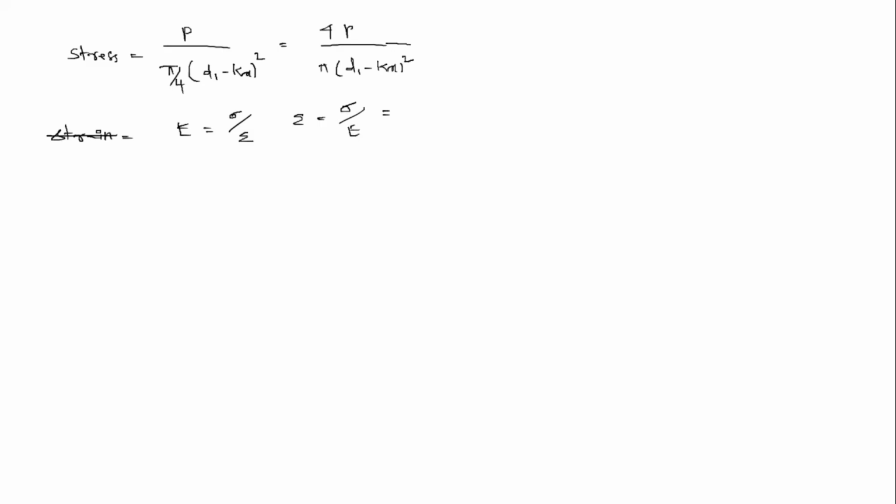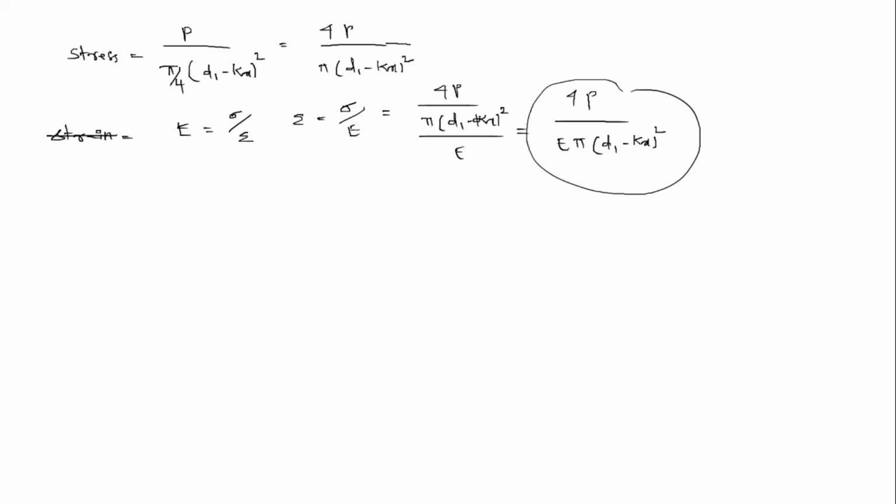So, here we have stress and strain. Totally, 4P divided by pi into (d1 minus kx) the whole square, divided by E. So, this equation is converted to 4P divided by E pi into (d1 minus kx) the whole square. This is the equation for strain, the strain for the smaller element. Now, the elongation: strain is equal to change in length divided by original length.